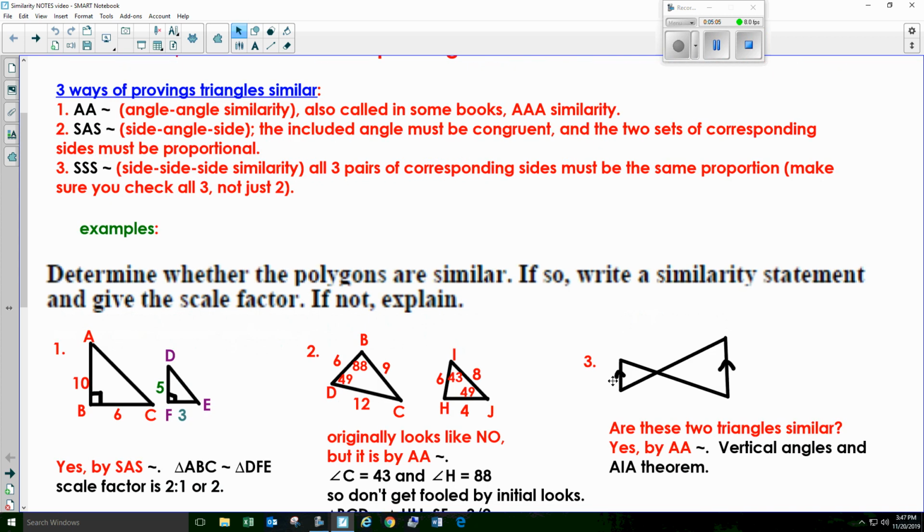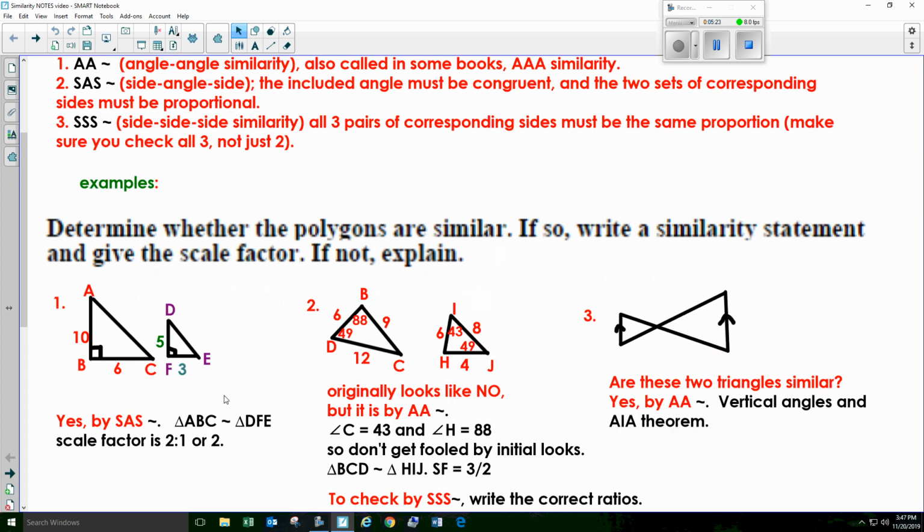If you saw this, it says, so let's read the directions. Determine whether the polygons are similar. So we're looking to show one of these 3 ways right here. If so, write a similarity statement. Remember, a similarity statement would be like a congruence statement, except you have a similar symbol between the 2 triangles, which I have as an example right there. So instead of a congruent symbol, it's going to be the similar symbol. In this case, triangle ABC is similar to triangle DEF. And give the scale factor.